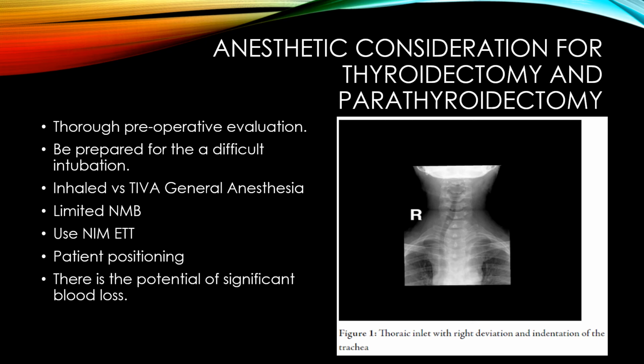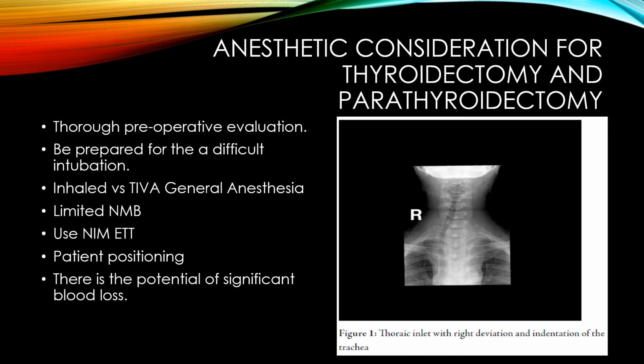A thorough preoperative evaluation includes looking at the neck for any potential deviation of the trachea secondary to the thyroid mass. This X-ray demonstrates significant tracheal deviation with retrosternal enlargement. When you have these types of patients, be prepared for difficult intubation. Consider a video laryngoscopy or maybe even a fiber optic awake intubation. It depends on how well the patient is managing their airway with the enlargement.